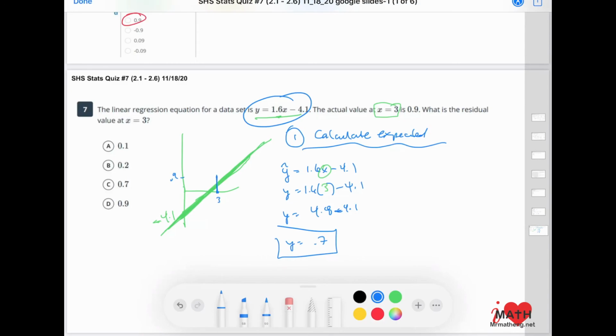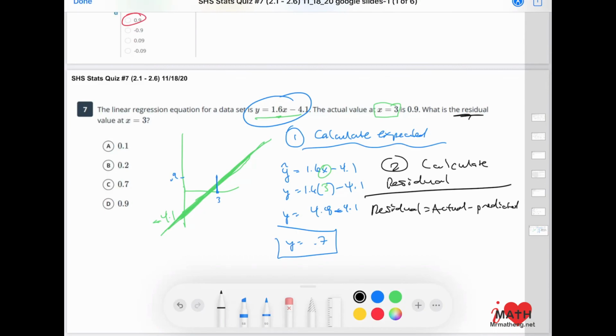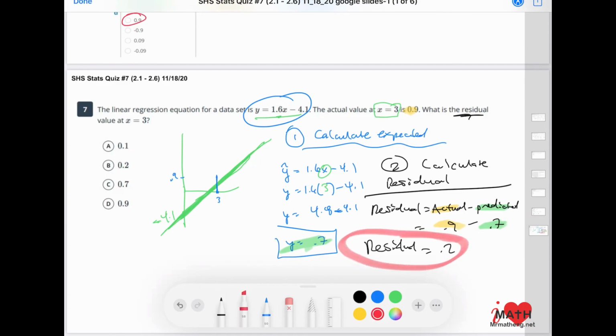Okay, then from here I'm going to calculate the residual. What is our residual? Well, you have a formula, right? The formula is the residual is equal to the actual minus the predicted. So our actual is 0.9, and the predicted is 0.7. And therefore my residual is equal to 0.2. And that would be choice B as your answer.